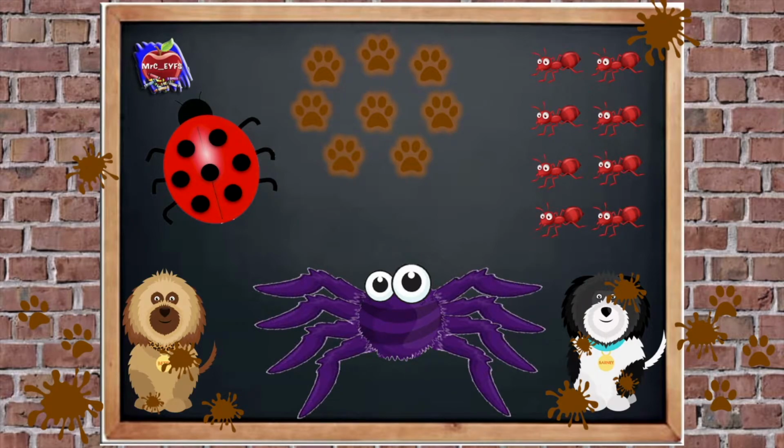Right, I'm going to help you with this one. I've got a big clue. Let's count them all, all right? So let's start with the footprints. Let's count how many footprints there are. Right, there's 1, 2, 3, 4, 5, 6, 7, 8. Right, so there are 8 muddy footprints. Right, let's count the spider again. So let's count how many legs it's got. It's got 1, 2, 3, 4, 5, 6, 7, 8. So the spider's got 8 legs.